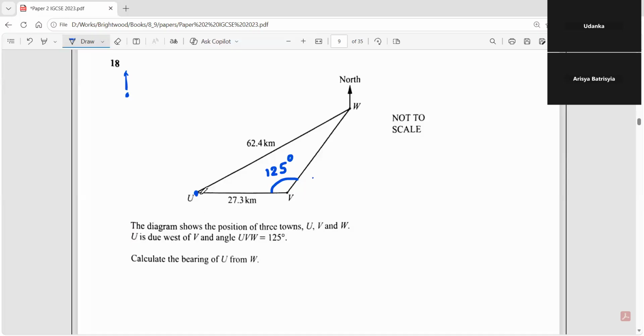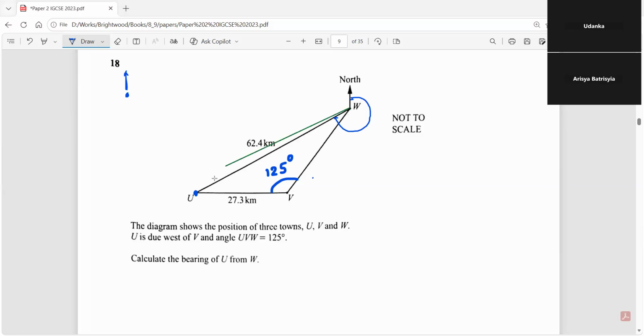Here they are asking to calculate the bearing of U, which is due west of V, and angle UVW is this one. Bearing of U from the W. They are asking actually from the W. Clear? They are asking this angle. How to find the bearing of U? Here the U. Okay. If I draw a line clearly, bearing of U from the W, like here.